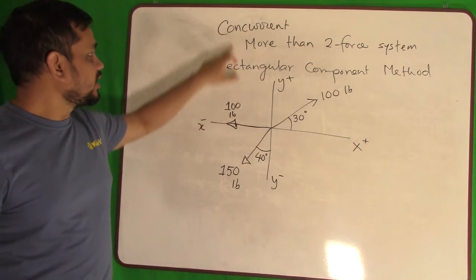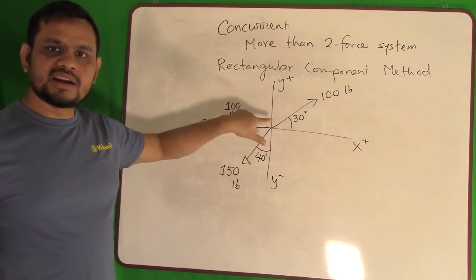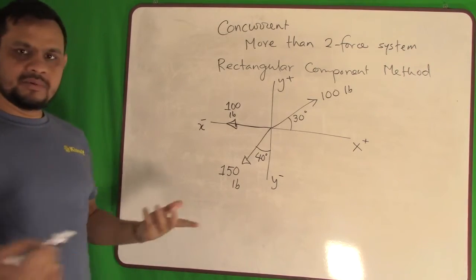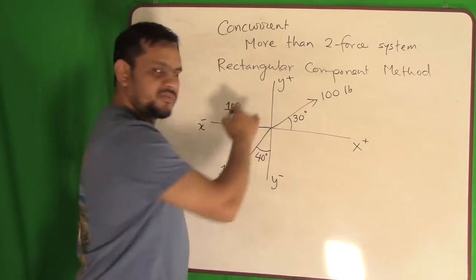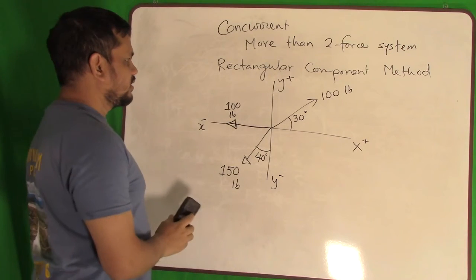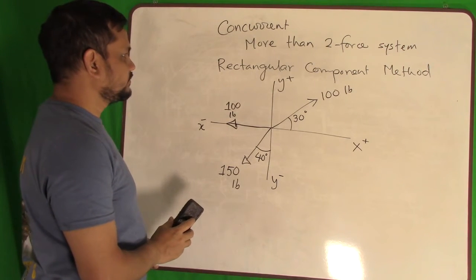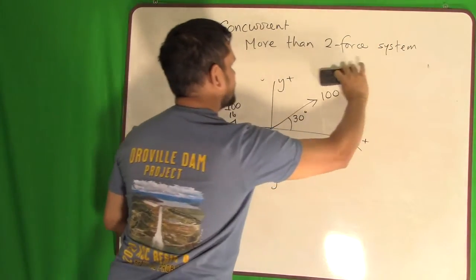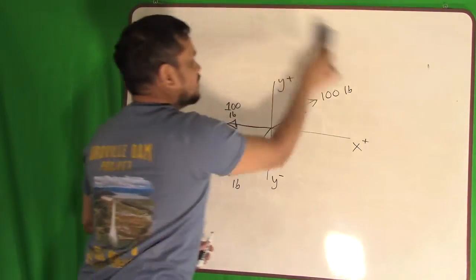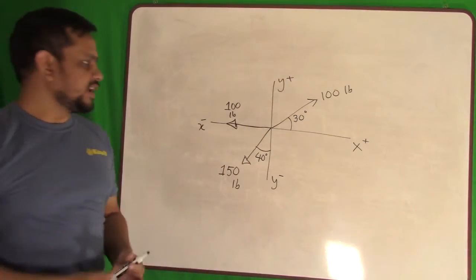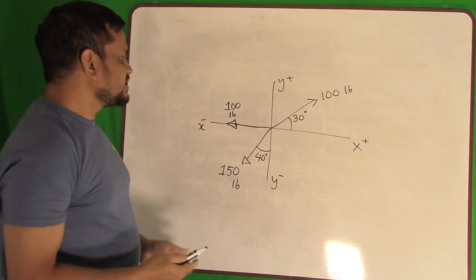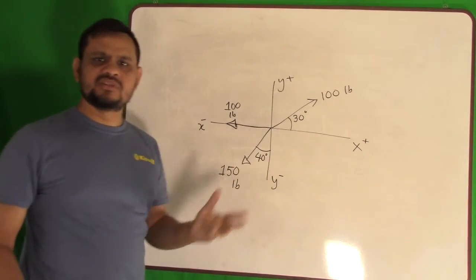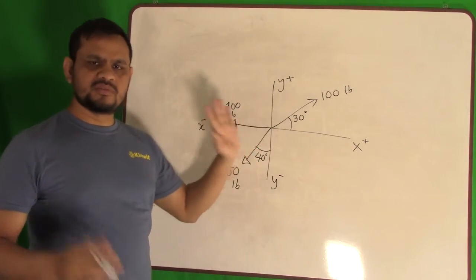Why it is concurrent? Because all are acting at a point, from a point here, and it is more than two. If you like, I can add one more force, but at the beginning it will be complicated. Okay, so I will make some room. Now, I will explain this method using this example. I think three forces is good enough. I can add one more force, two more force, but do not do it.